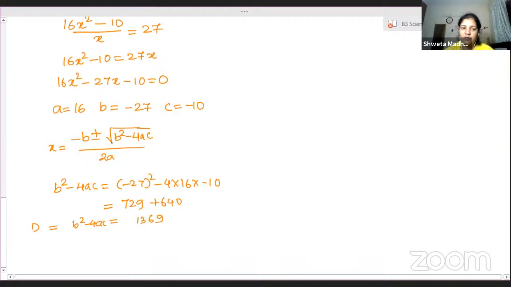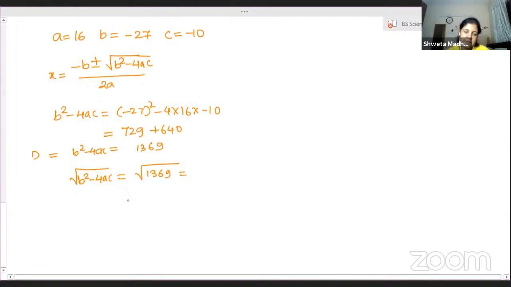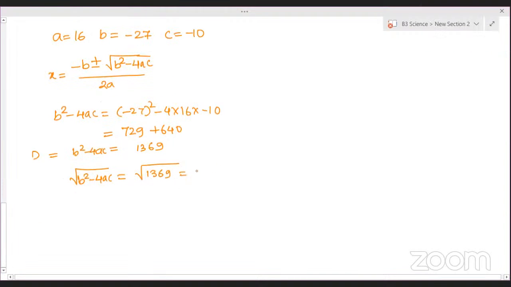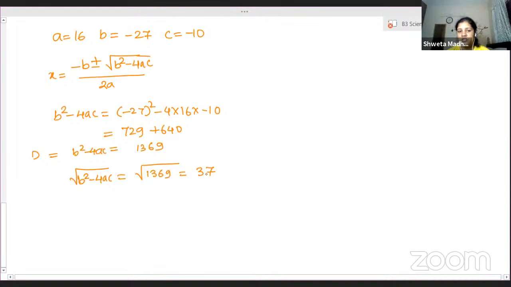Now we need to calculate the square root of b square minus 4ac. So the square root of 1369 is 37. Yes, 7 square is 49, so it is 37.